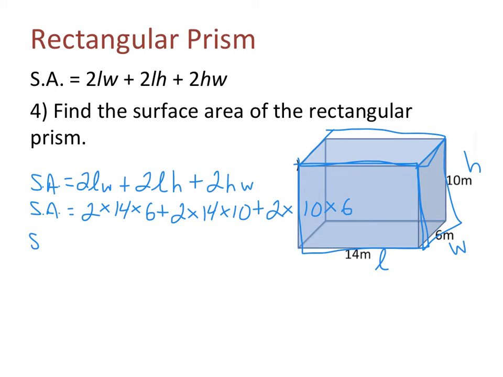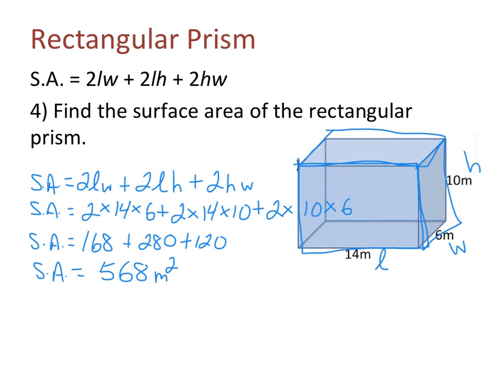Okay. You can plug all of this into your calculator at once. I chose to simplify each kind of set there. And I got 168 plus 280 plus 120. So that's the area of each set of rectangles. And then if you add them up, you get surface area equals 568 meters squared.